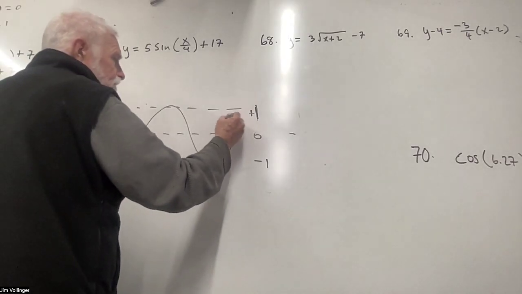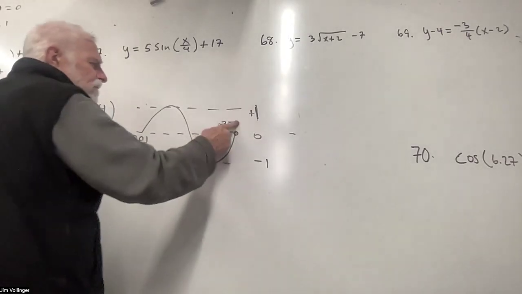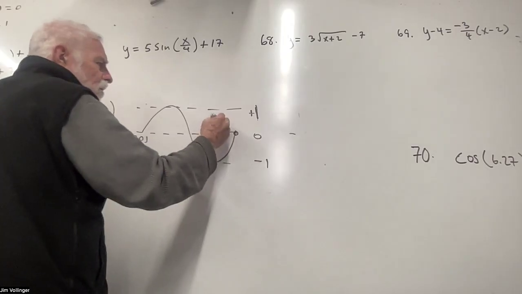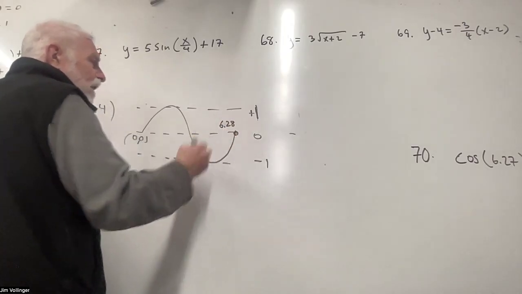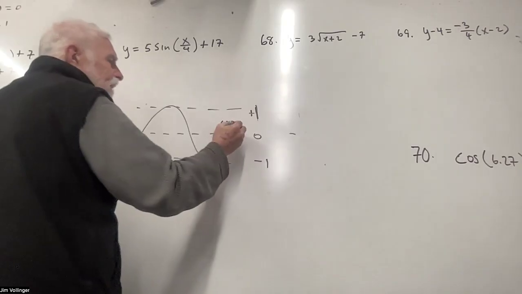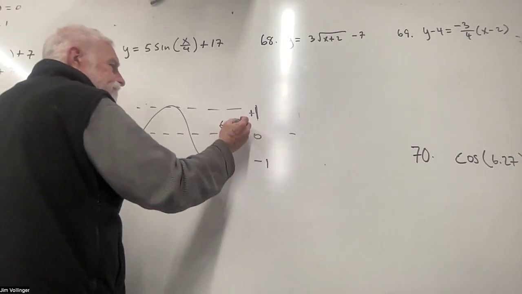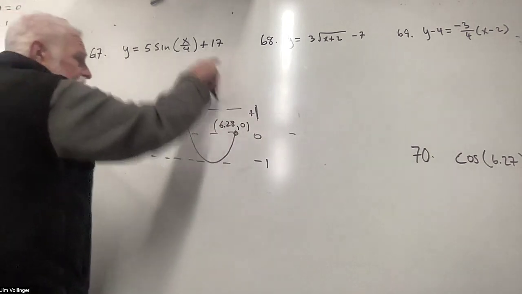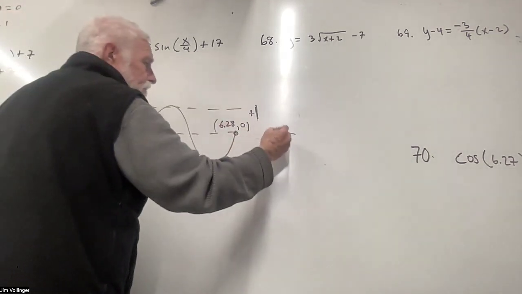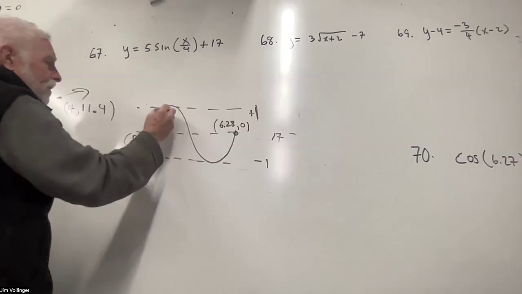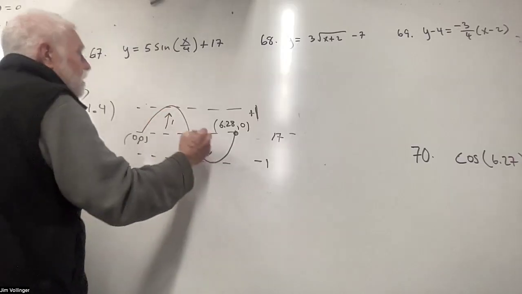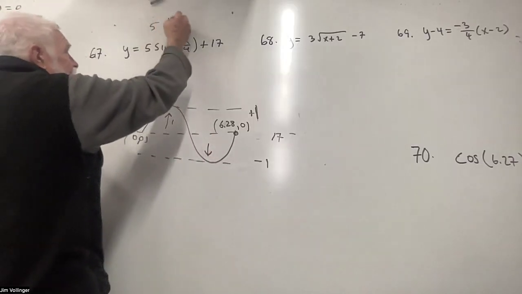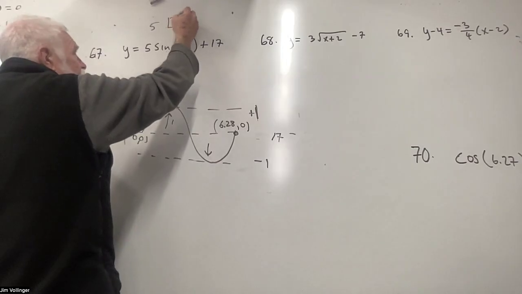And 1 revolution, or 6.28. Let's go with some decimal numbers here. Roughly 6.28 radius lengths later, I'm back where I started from. 0. But my midline isn't 0 anymore, it's 17. And I'm not going up and down 1 anymore, because I'm multiplying 5 times the calculation that gets me plus and minus 1.